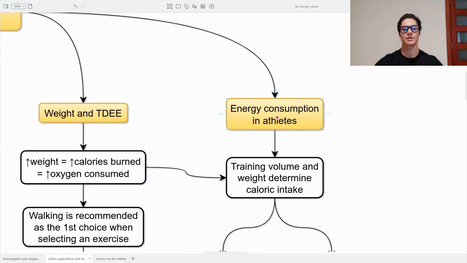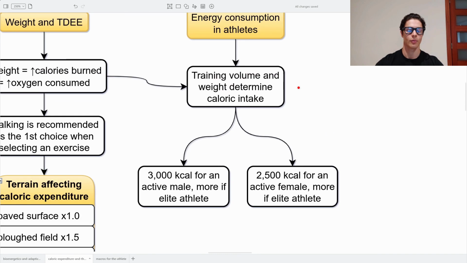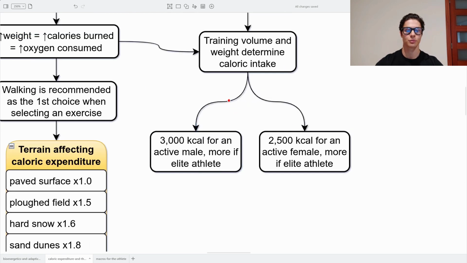So what's the energy consumption of athletes? Well, it depends on the training volume and weight. Those two determine the caloric intake. But on average, we say 3,000 calories for an active male, more if he is an elite athlete, and 2,500 calories for an active female, more if she is an elite athlete.